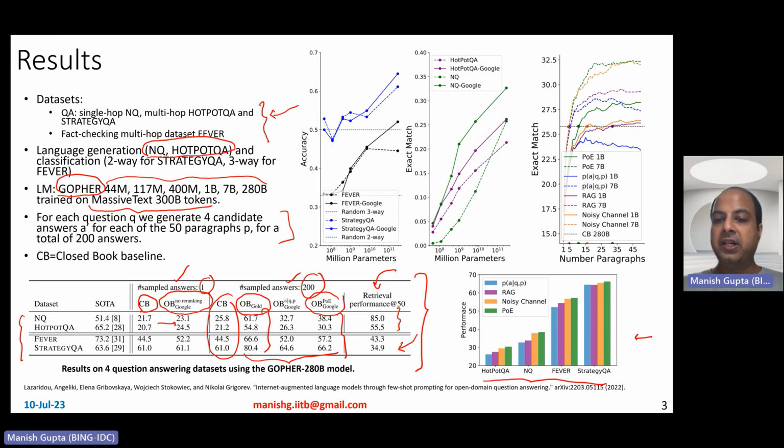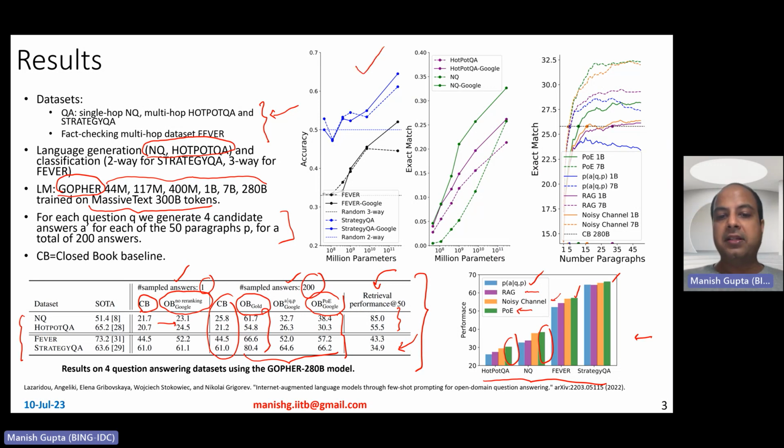What you observe is that the product of experts basically gives you the best results, versus if you just took the generation probability from the language model, that's basically the worst. So RAG is better and noise channel is even better. Product of experts is the best.